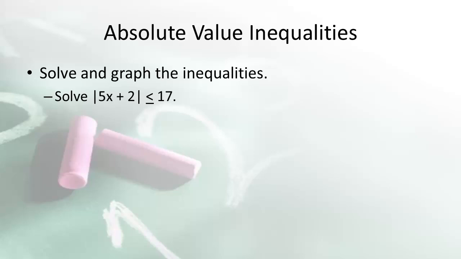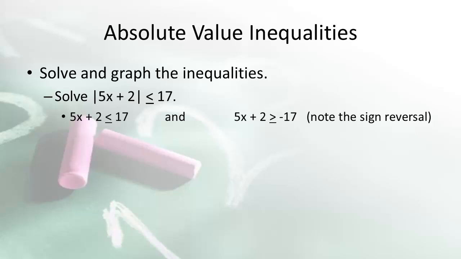Absolute value of 5x plus 2 is less than or equal to 17. So I'm going to break it into two parts. First one, I'm just going to drop my absolute value sign. The second one, I'm going to drop the absolute value sign, flip my inequality sign around, and the third piece is I'm going to change that 17 to a negative 17.